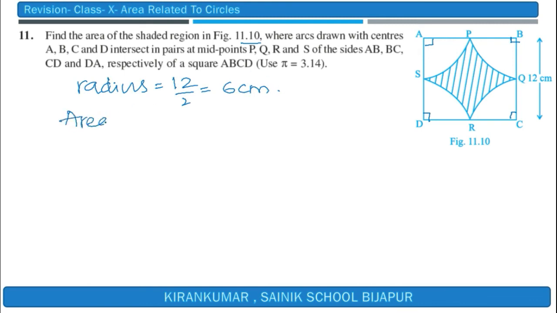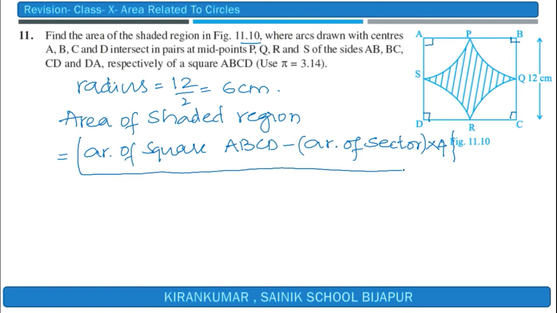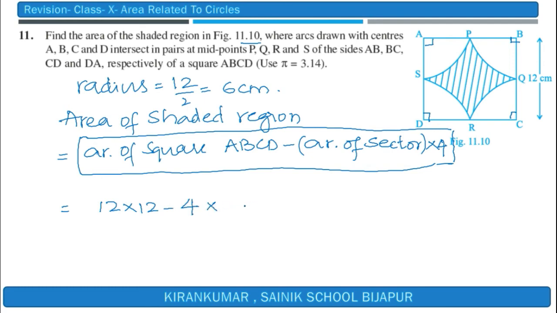So area of shaded region will be equal to area of square ABCD minus area of sectors. How many sectors are there? There are 4 sectors, so I'll multiply this with 4. Area of the square is side square, which is 12 times 12 minus 4 times of area of the sector, which is 90 degree upon 360 times of pi r square, which is 3.14 into radius square is 6 into 6.